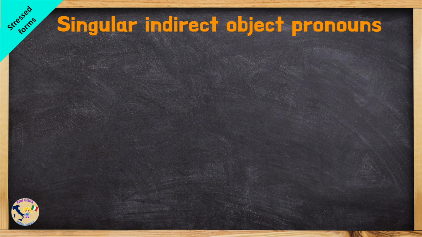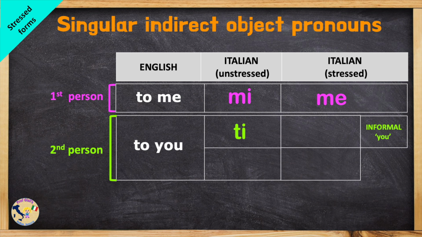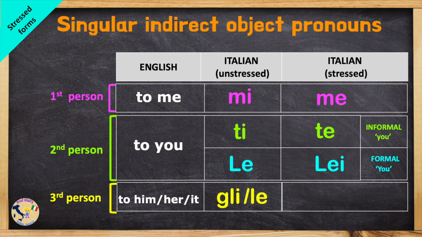Singular indirect object pronouns, stressed forms. First person singular, me. Second person singular, informal stressed form, te. Second person singular, formal stressed form, lei. Third person singular, masculine, lui, feminine, lei. When these pronouns are used in a sentence, they are always preceded by the preposition a. A me, a te, a lei, a lui, a lei.